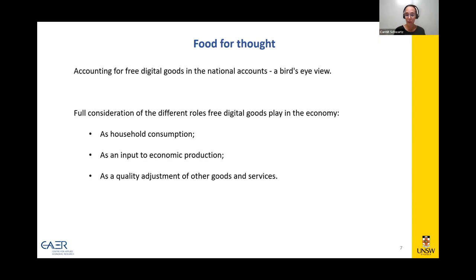The third role that we could see for free digital goods is as a quality adjustment of other goods and services. For example, online banking can be a quality adjustment of the provision of financial services, and again, this will require different treatment. So this completes my short discussion, and thank you for listening. I would also like to thank John for his very engaging paper, and I really enjoyed reading it.